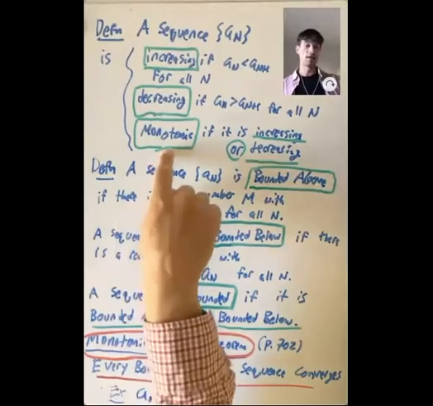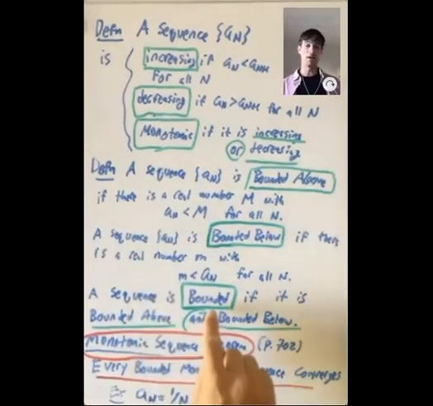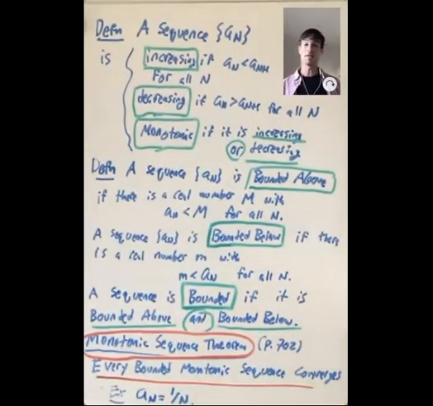So we know what monotonic means, and now we know what bounded means. The monotonic sequence theorem, which is on page 702 of Stewart, says that every bounded monotonic sequence converges. It doesn't say what it converges to, but it converges.